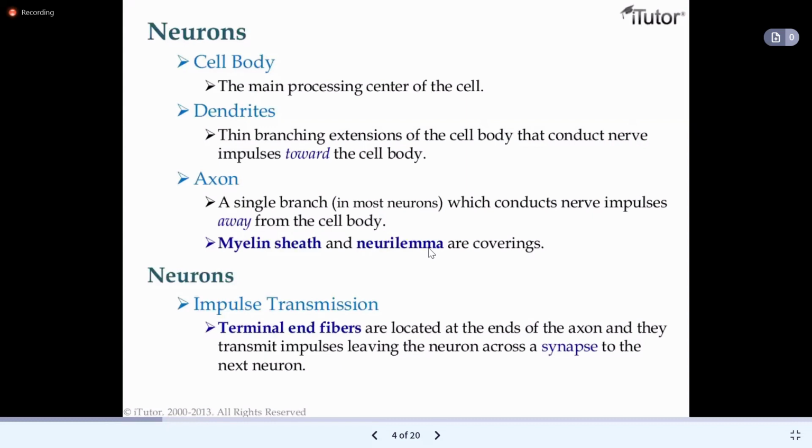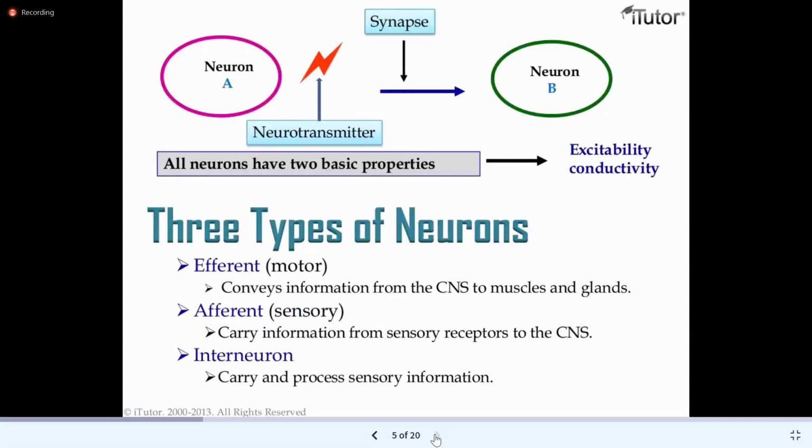Across the synapse to the next neuron. Number of neurons connect one to another, just like plug points, through the terminal end fibers. Within a fraction of a second, the entire neuron circuit communicates. Between neuron A and neuron B are the neurotransmitters, at the synapse, which relate to excitability and conductivity.